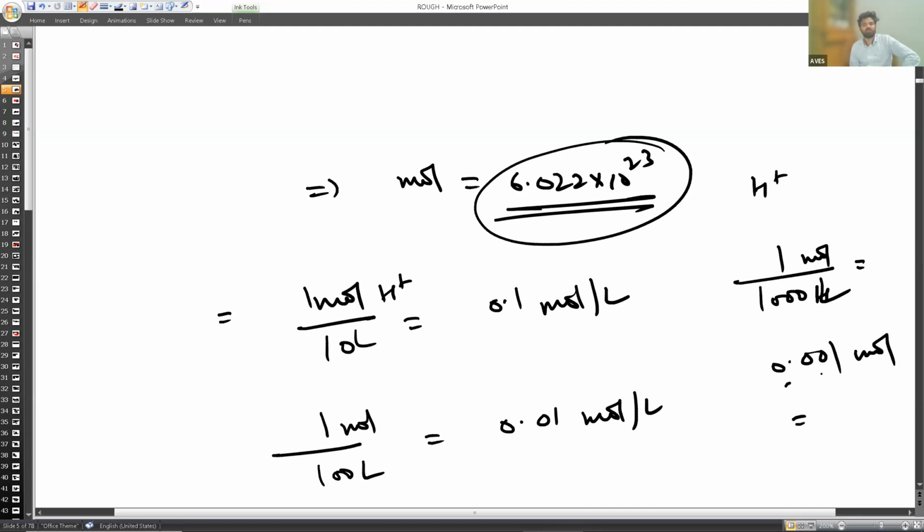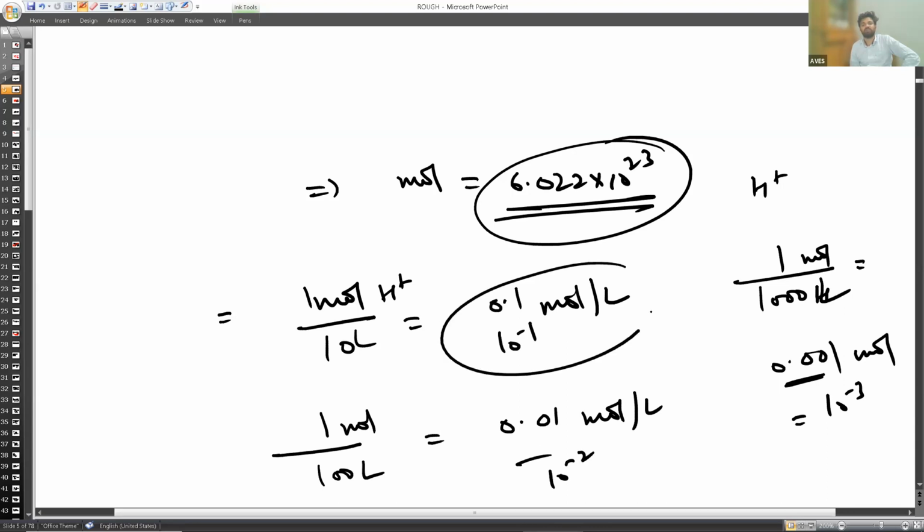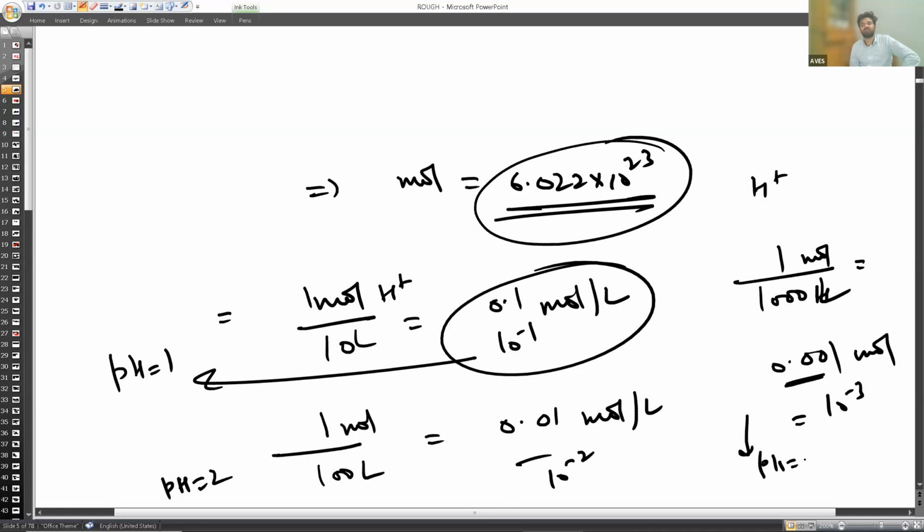That is equal to 10 to the power minus 3. That is equal to 10 to the power minus 2. That is equal to 10 to the power minus 1. If we have H plus ion as 10 to the power minus 1, its pH is 1. Its pH is 2. Its pH is 3. So you will notice that as we are diluting a solution, its pH is increasing.